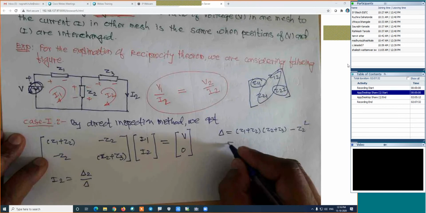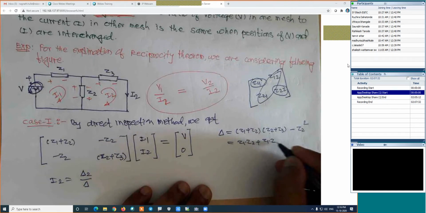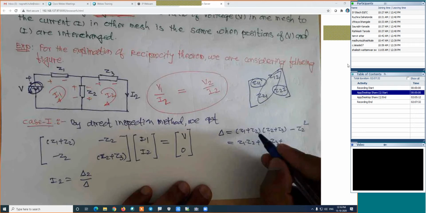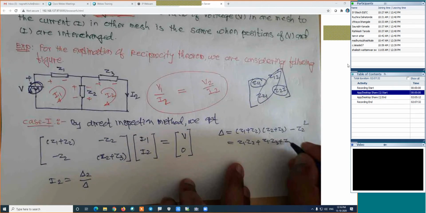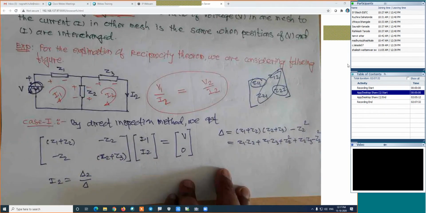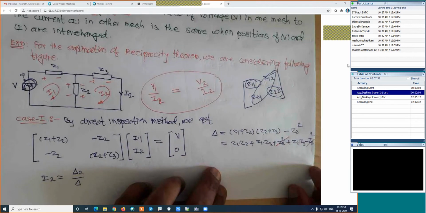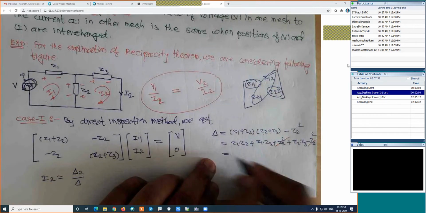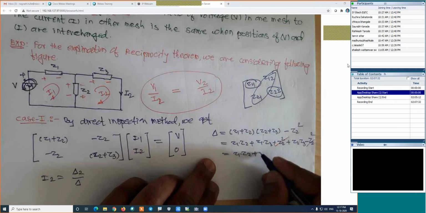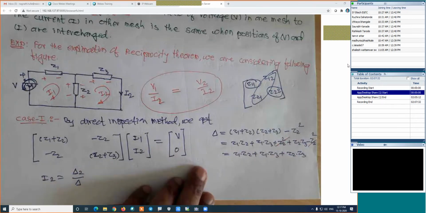I will simplify this. If I multiply Z1 and Z2, it is Z1 into Z2. Then Z1 into Z3, plus Z1 into Z3. Then plus, I multiply Z2 and Z2, it is Z2 square. Then Z2 into Z3, plus Z2 into Z3, minus Z2 square. Is it right? This plus Z2 square will cancel with this minus Z2 square. What is the remaining term? The remaining term is Z1 into Z2 plus Z1 into Z3 plus Z2 into Z3, and this is the delta.